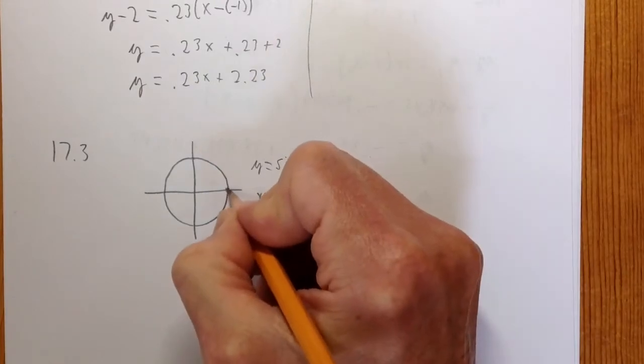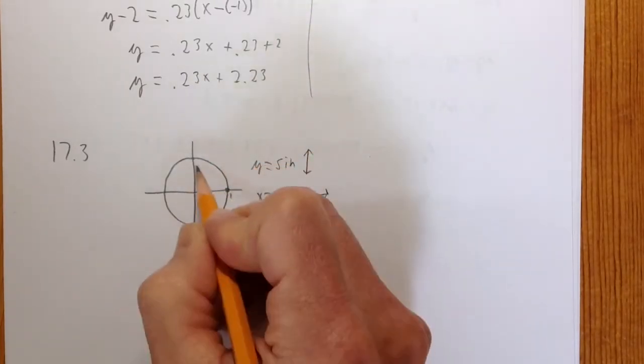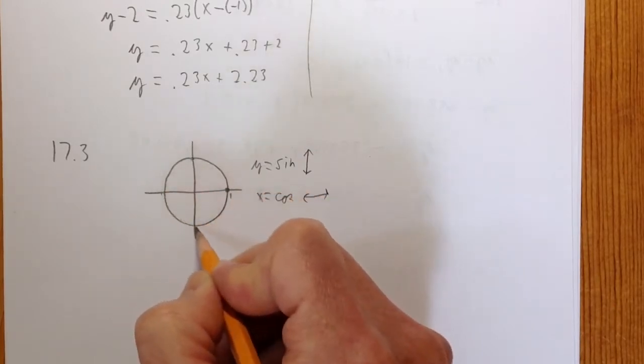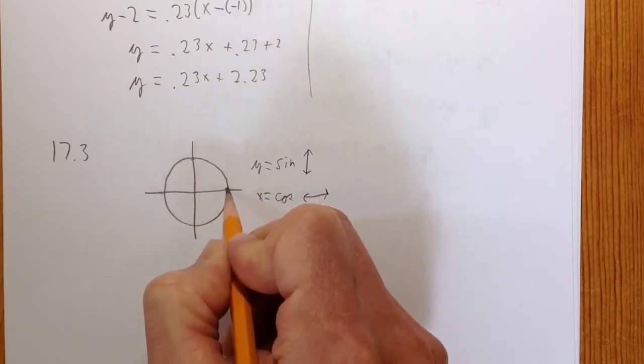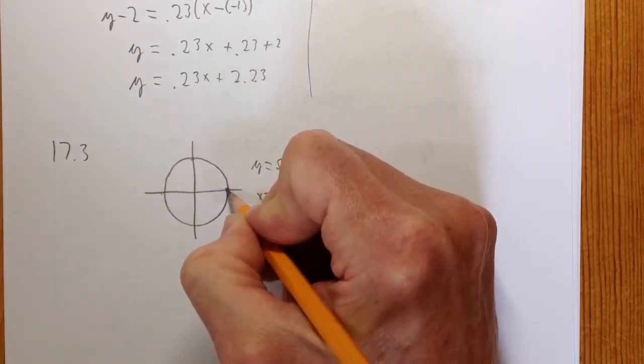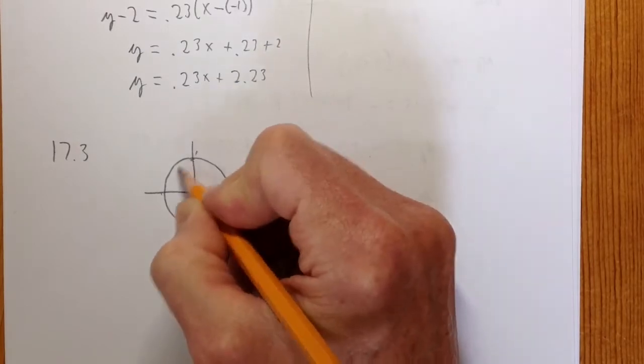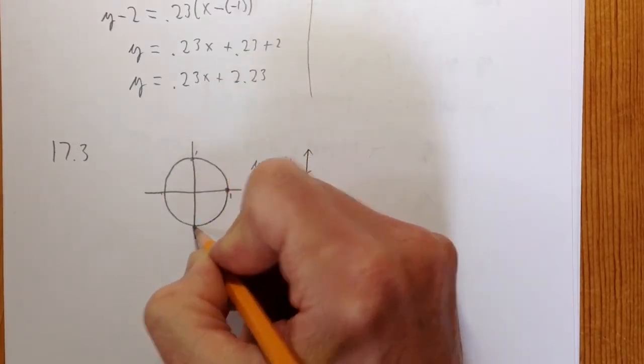So right here, cosine is 1. Here, cosine is 0, cosine is -1, cosine is 0, cosine is 1 again. It tells you how far this way you are. Sine, here, sine is 0. There's no y. Sine is 1. Sine is 0, sine is -1.